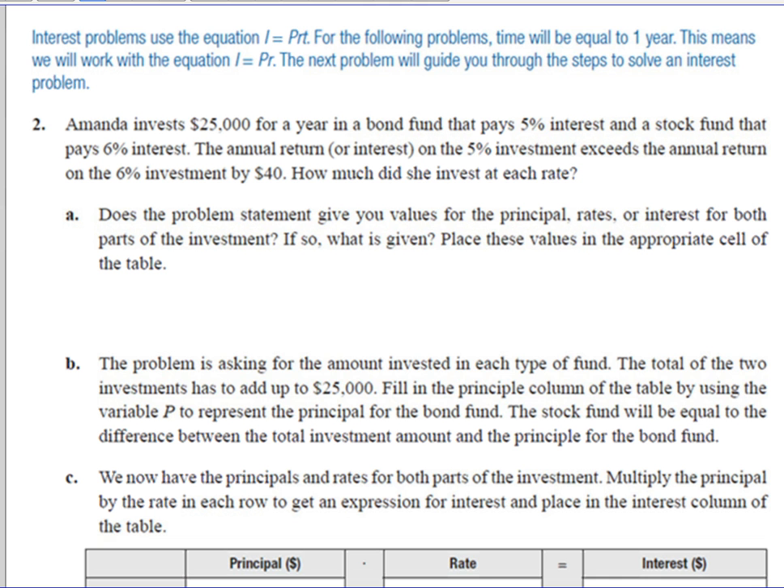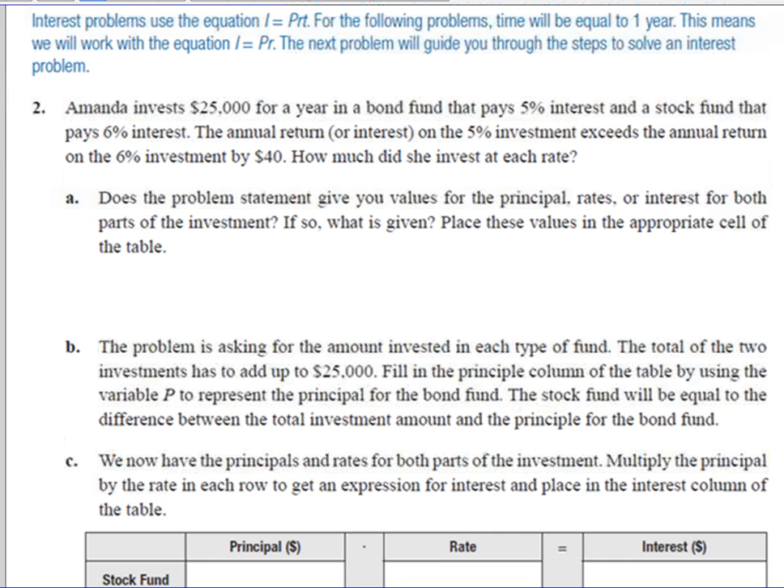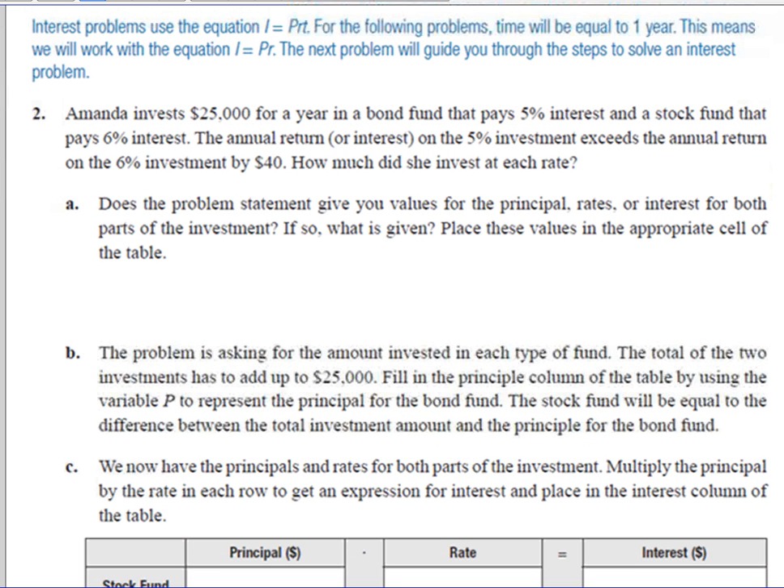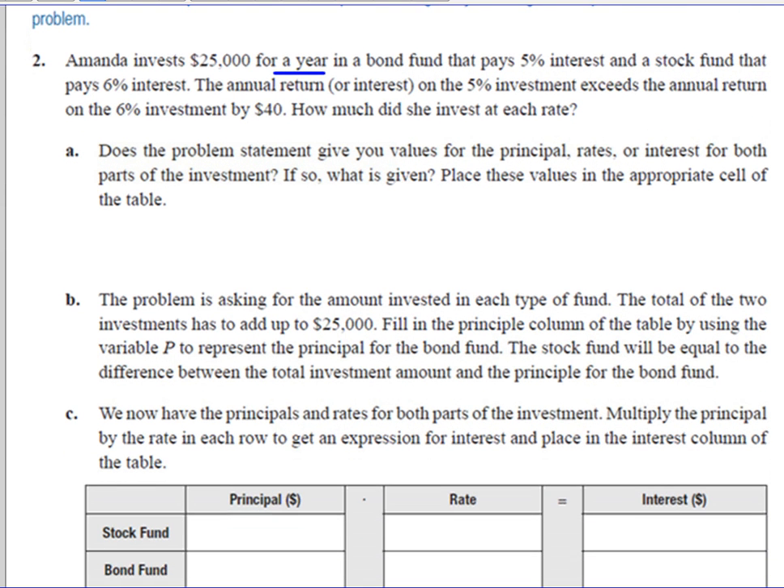Here's an example doing the same thing with our interest rate equals principal times rate times time. And notice here it says for these problems, we're always going to use 1 year. So that's why there's no time in your chart, because anything times 1 stays the same. So your questions will always have for a year, for 1 year. So you don't have to worry about that part of it.